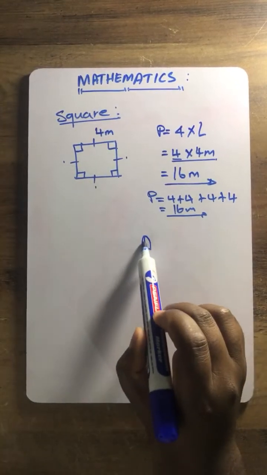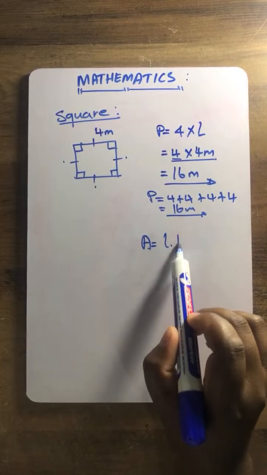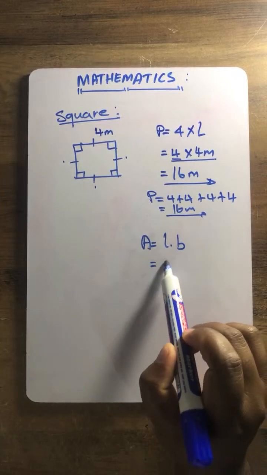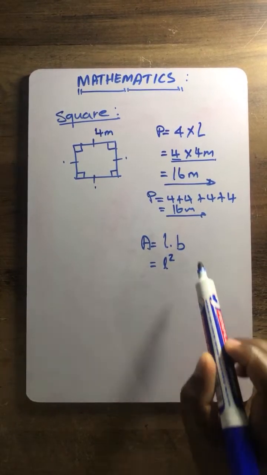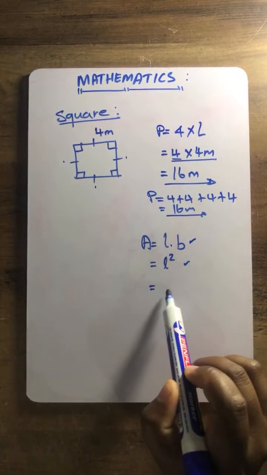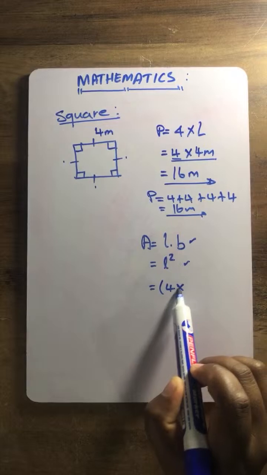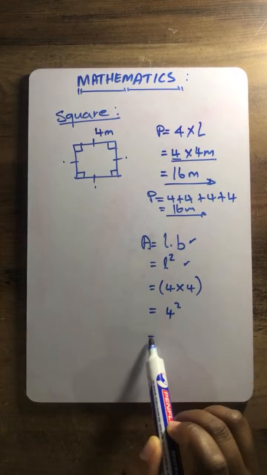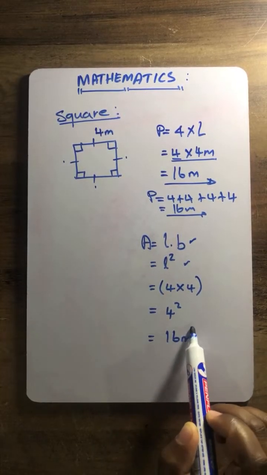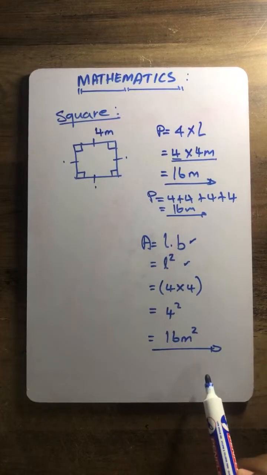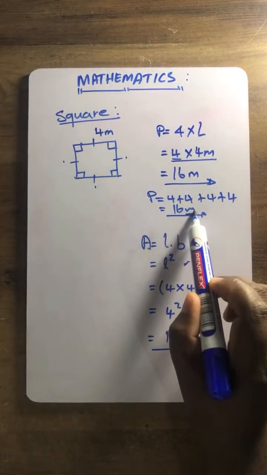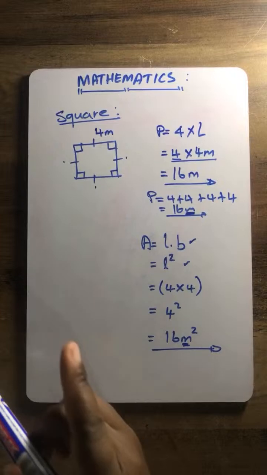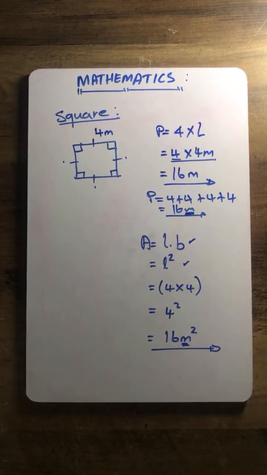And then when it comes to the area, we know that area is length times breadth. But in this case, all the sides are equal, so we can just say length squared. It doesn't matter whether you say that or that. At the end of the day, you end up having 4 times 4, or otherwise you can just say 4 squared. Then you end up having 16 meter squared. Notice the units, honorable members. Meter for perimeter, and then meter squared for the area of that shape, being a square. Very, very much important, honorable members.